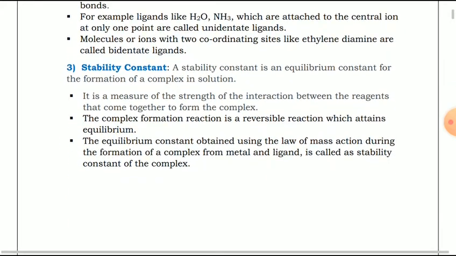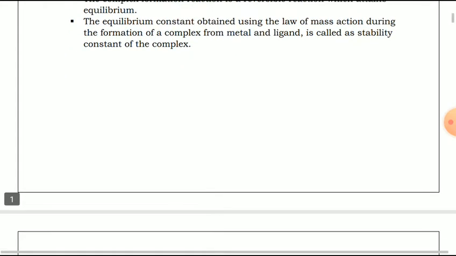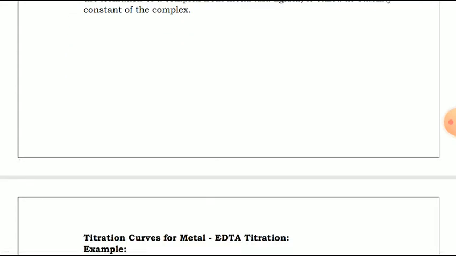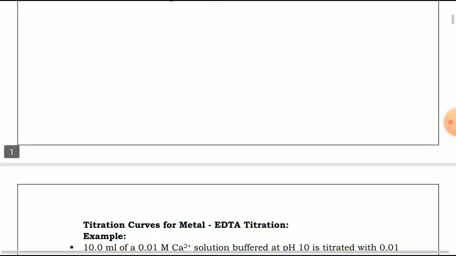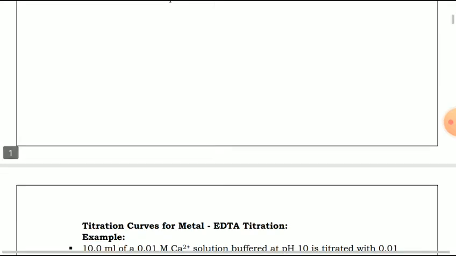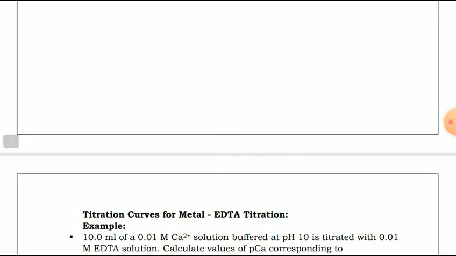Now we will see the titration curve for metal EDTA titration. Here the metal solution we are taking is calcium, and the titrant is EDTA. For example, 10 ml of a 0.01 molar Ca2+ solution, buffered at pH 10, is titrated with 0.01 molar EDTA solution.